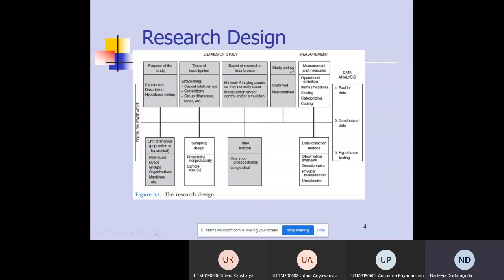Study setting is where you simply have changed it or not. So in an experimental research involving causal relationships, you find that you have to change. So we say contrived. Otherwise, if you just collect data, we say non-contrived.